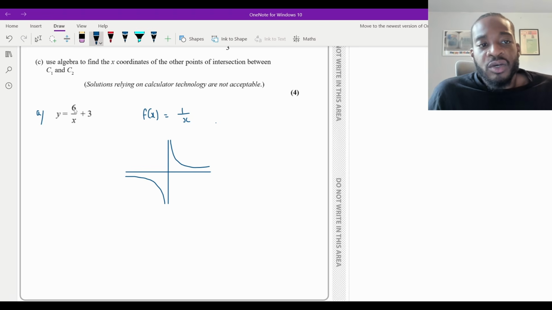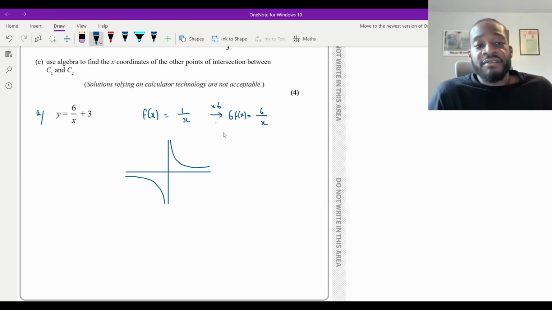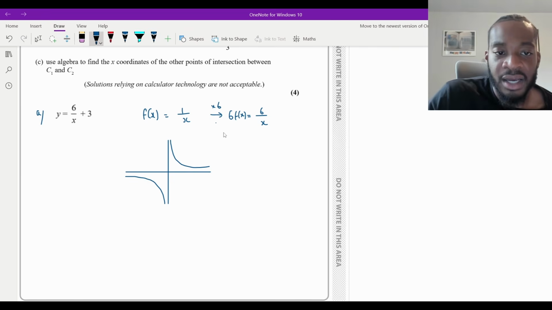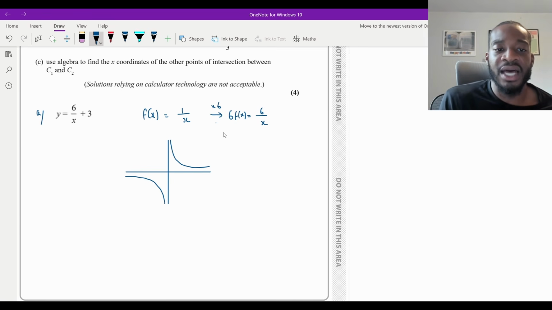Now, firstly, let's deal with the 6. If this is 1 over x here, what does that 6 do? 6 over x, so times of 6, so it's going to be 6 f of x, isn't it? If I times both sides by 6, I'll get 6 f of x. What does that 6 do to the graph? It stretches it vertically by a scale factor of 6. But the most important thing is that none of the asymptotes are going to be affected, because essentially, the graph doesn't actually go through those asymptotes, so it's not affected.